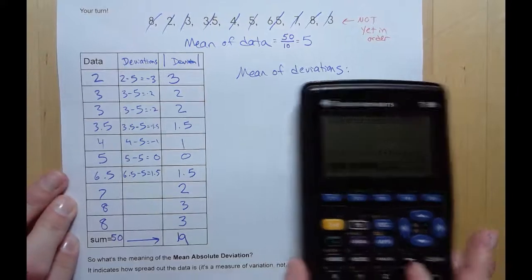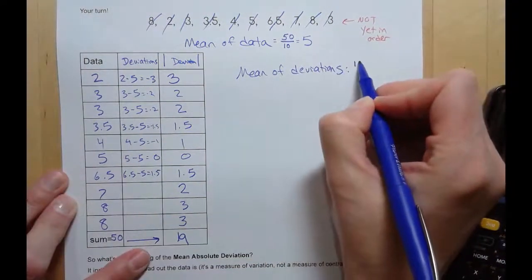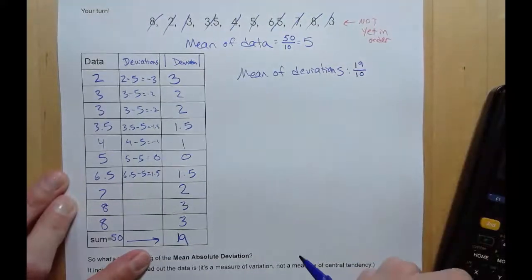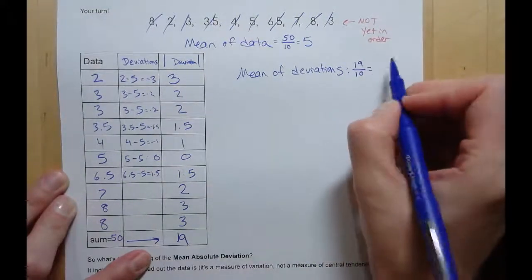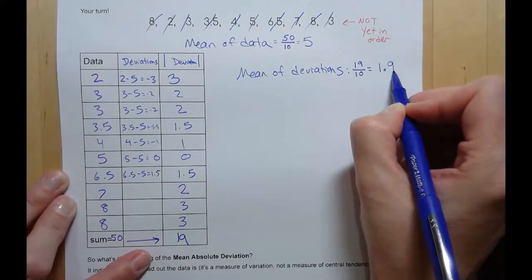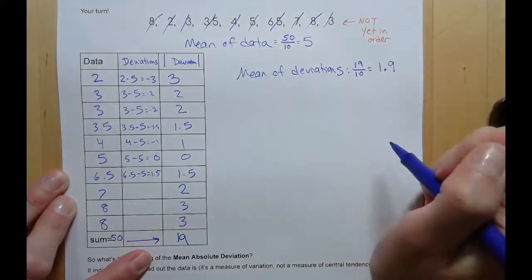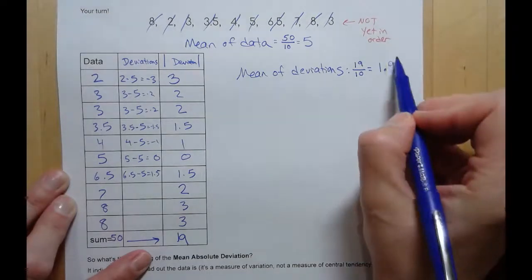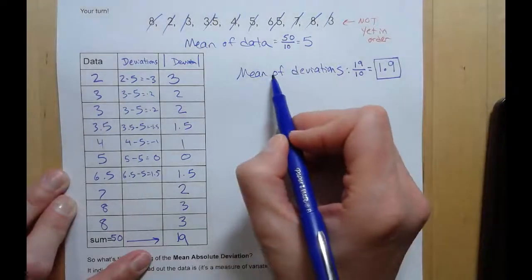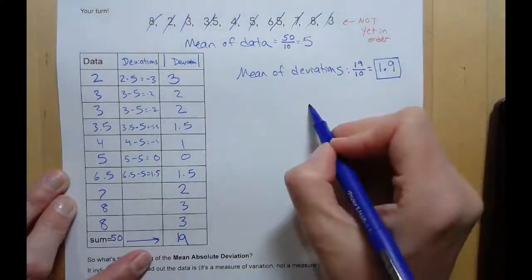So that means that the total of the deviations is 19, and in order to find the mean, I'm going to divide by the number of deviations, which is 10. So the mean of the deviations is 1.9. Cool? That is our MAD, the mean absolute deviation.